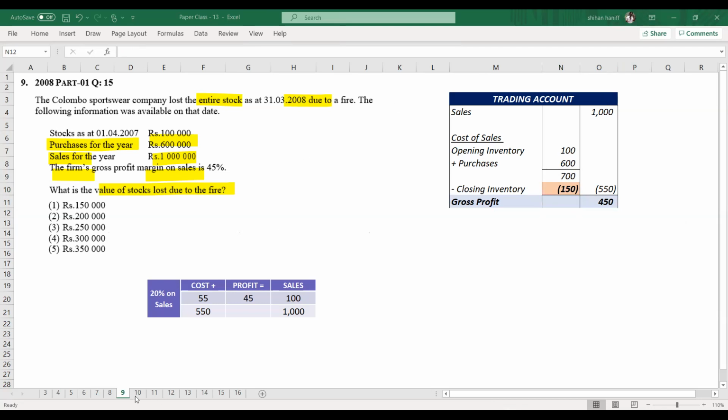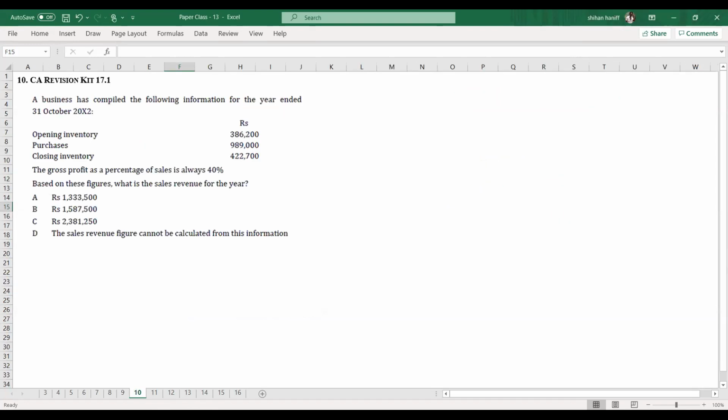Question number 10. Now, up to now, we did questions from the A-level past papers. There are some questions which are not relevant for our syllabus. I have taken this question from the Chartered revision kit, the new syllabus revision kit. So let's do a few questions related to this.